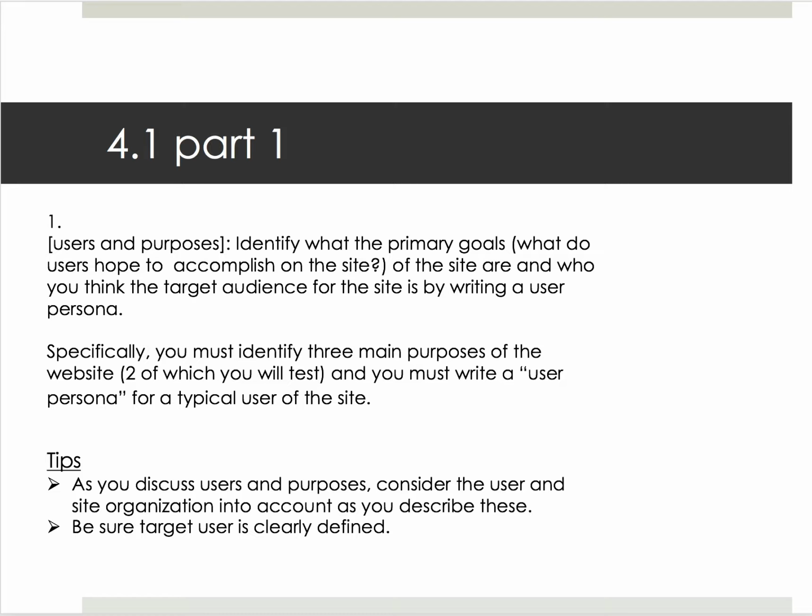All right, so that's going to be step one, and we'll do that as a small homework assignment, but that is what you'll need to start out the entire thing. So once you find that crappy website, what you're going to do in this actual deliverable, in the proposal, first you're going to define the users and purposes. In the first section, which will serve more or less as your introduction for this proposal, you're going to identify what the primary goals of the website are and who you think the target audience is for the site by writing a user persona.